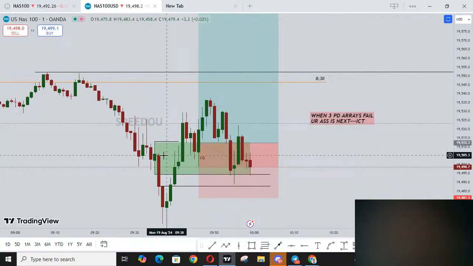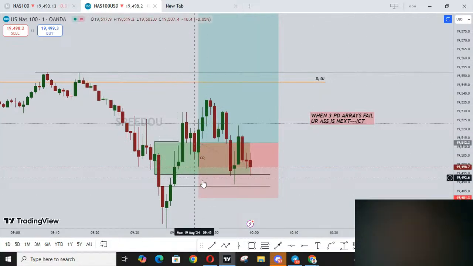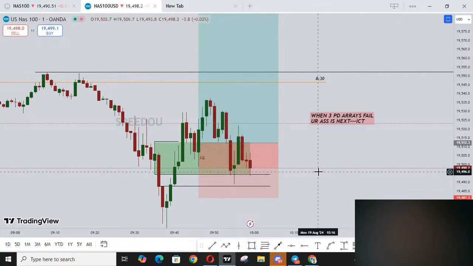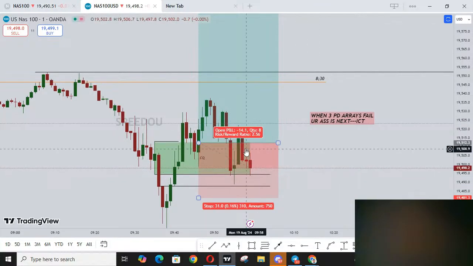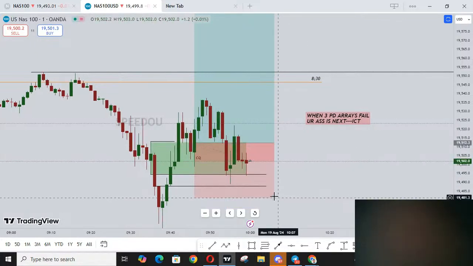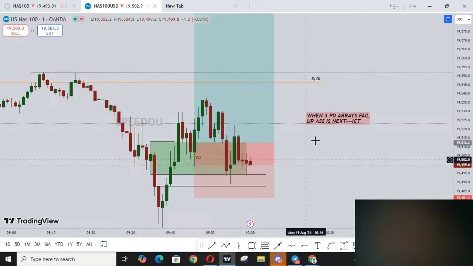3 PDRs fell, fair value gap, breaker, CQ, closing, the market closing all below these PDRs. So I just cut the losers, because 90% of the time, if something like this happens, the market will definitely come and kick you out of the market. But it's better to take a small loss.